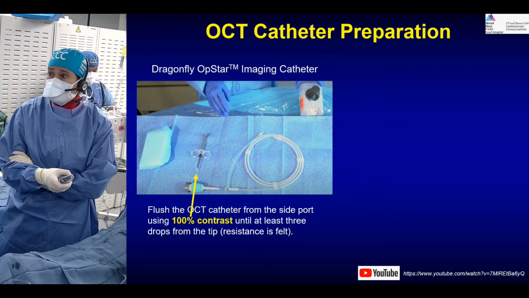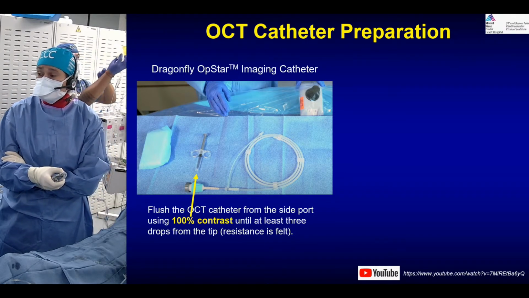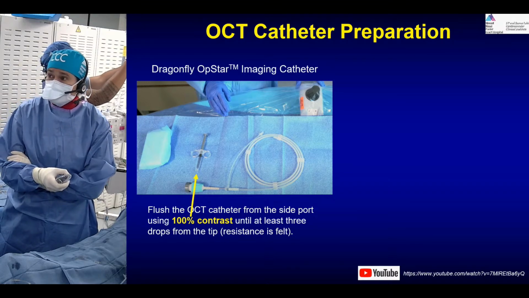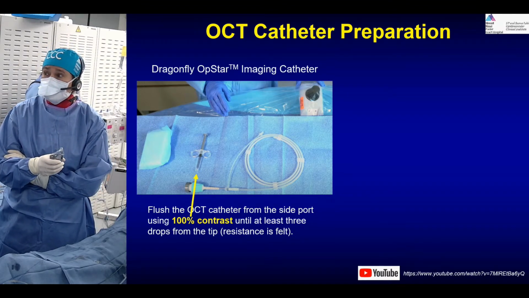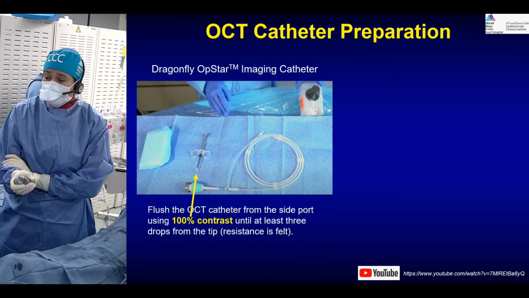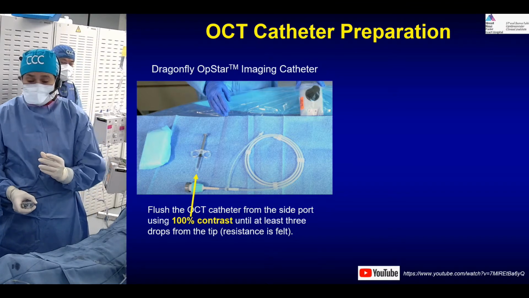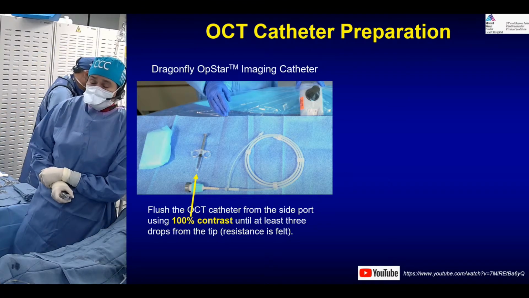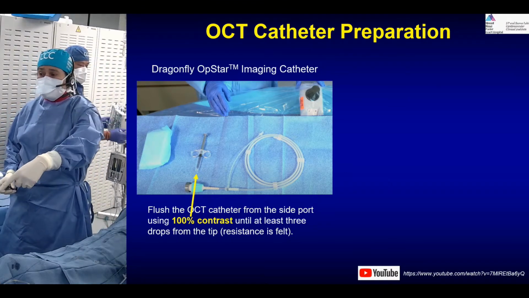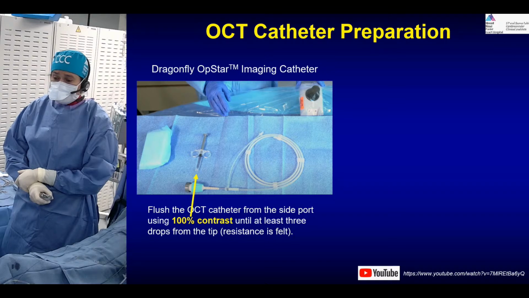So if you see there, there is a flush. There is an OCT catheter from the side port. So we are going to start showing. You have to take 100% dye, connect it to the side port. And then what you do is you flush it with at least 3 drops of the dye coming out. So if you can face the ceiling camera, Amit is going to show everything step by step.